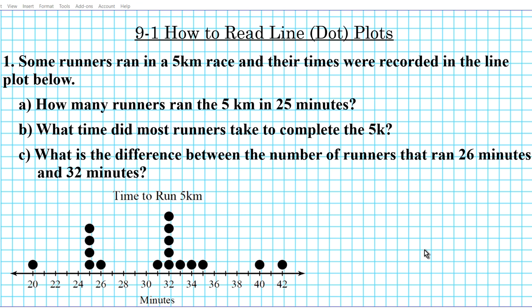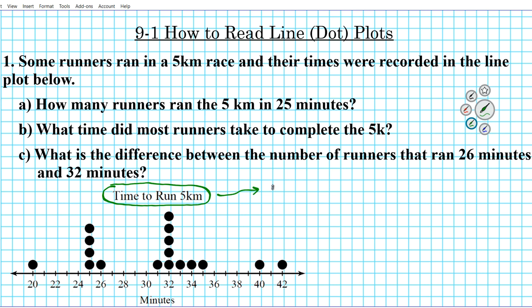Alright, so let's take a look at question number 1. We have a statement, some questions, and a line or dot plot here. Question 1 reads, some runners ran a 5-kilometer race and their times were recorded in the line plot below. Before we start on this problem, let's talk about the different components of a line or dot plot. Whenever you see a line or dot plot, the first thing you notice is that it has a title. It basically tells you what the whole plot represents.